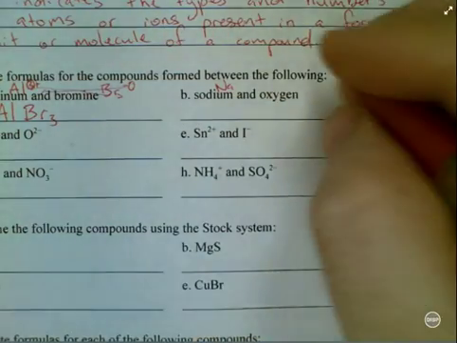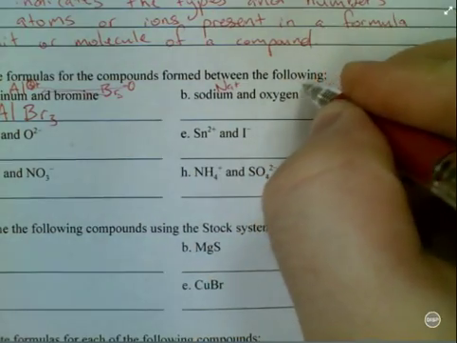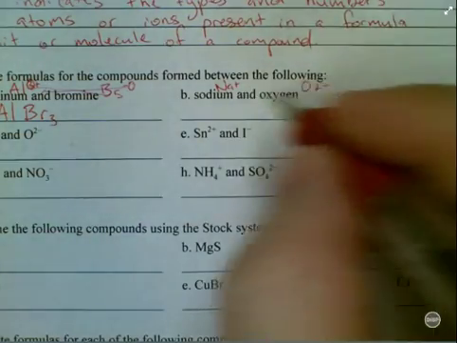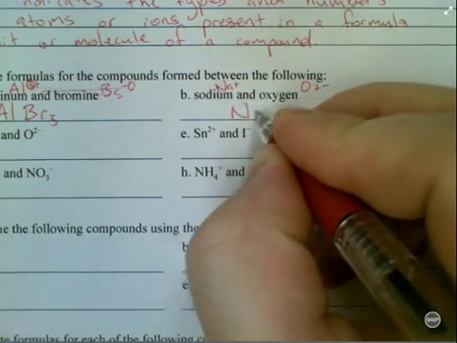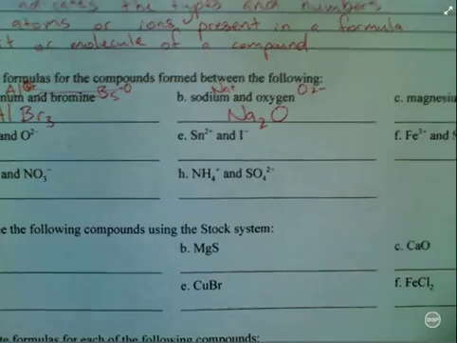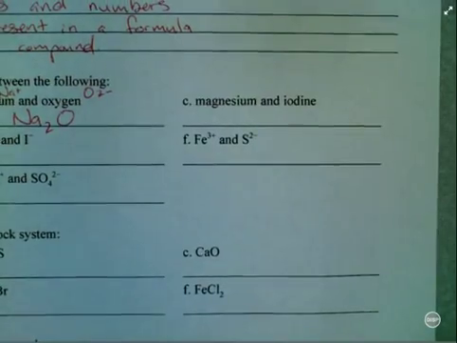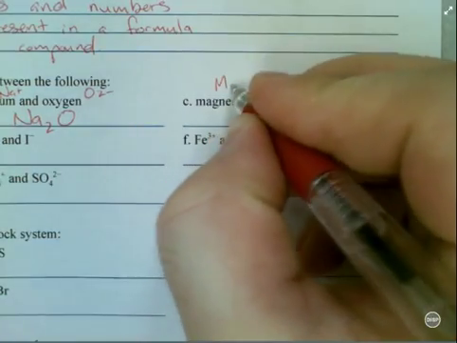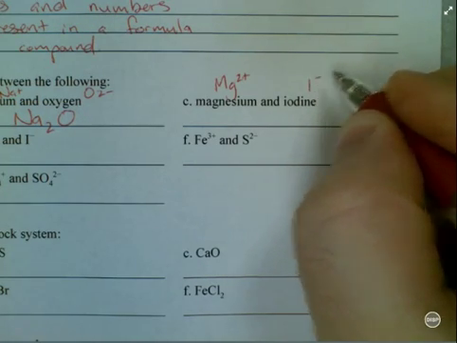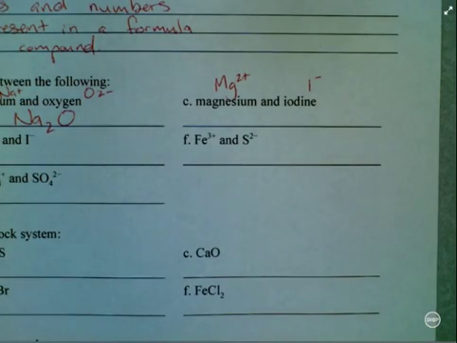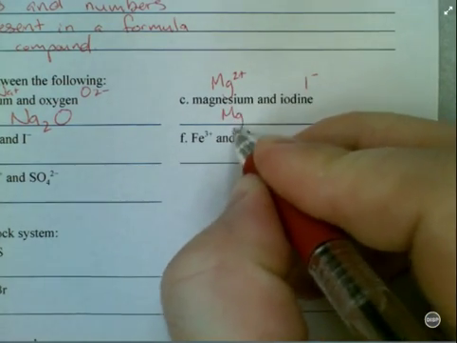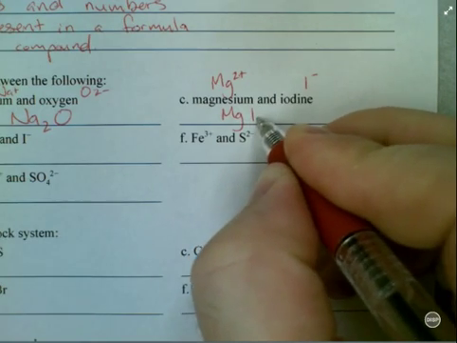Looking up at sodium, it is in main group 1, so that's a +1 charge. Oxygen coming in main group 6, so it's going to have a -2 charge. Cross those charges. So I have Na2O. Looking at magnesium and iodine, we got Mg coming in main group 2, so +2 charge. Iodide coming in main group 7, so it's going to have a -1 charge. Cross those charges, so I have Mg1I2.